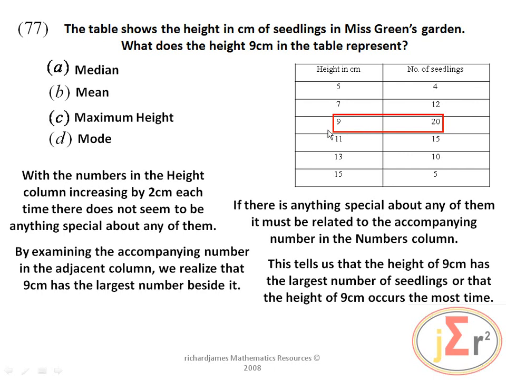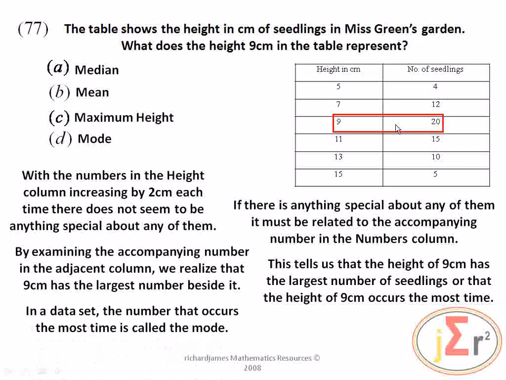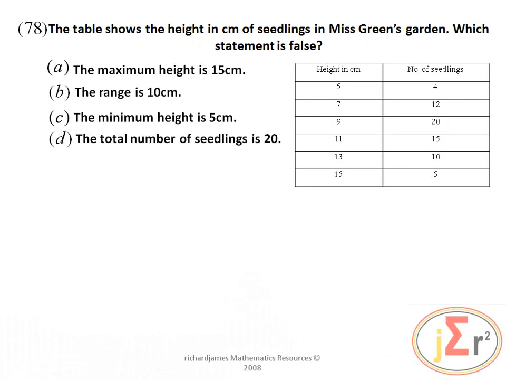So in a data set, what do we call the entry that occurs the most times? In a data set, the number that occurs the most times is called the mode. So the correct answer is therefore option D, the mode. And of course, we have the same table, but the question is saying, which statement is false?